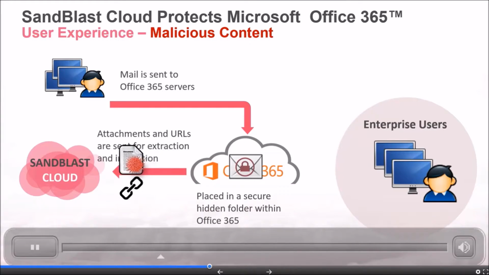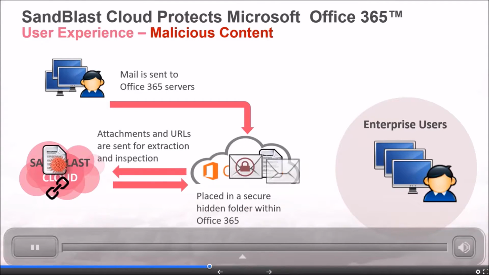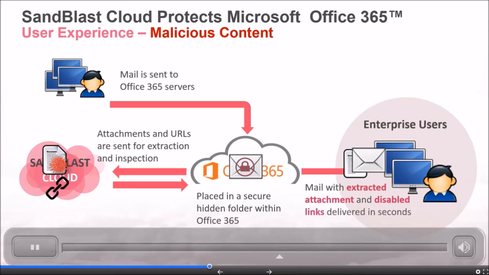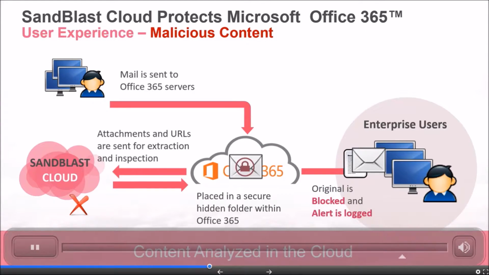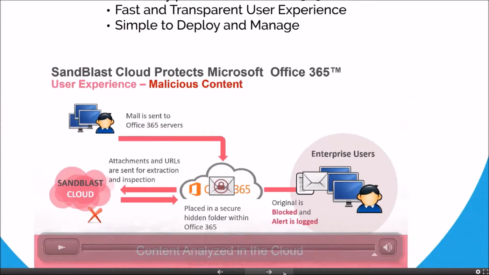So the way it works is files are sent to a user who has an Office 365 account. We automatically intercept those files, place them in a hidden folder, send them from Office to our cloud so that they can be analyzed, so that if there are threats, those threats can be extracted. We send the file back to the user, and if it is malicious, that file is blocked and the administrator is alerted. The user receives the file that they would be expecting to receive, and they receive the protection that they would expect if they were behind the corporate security services.